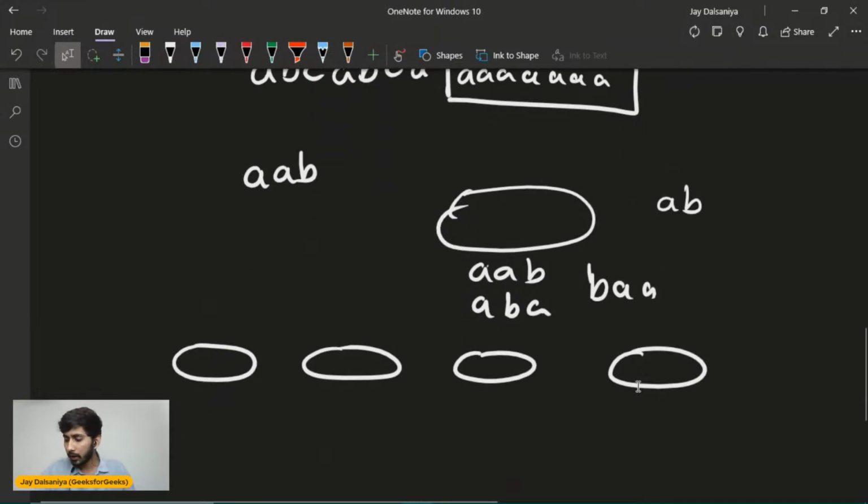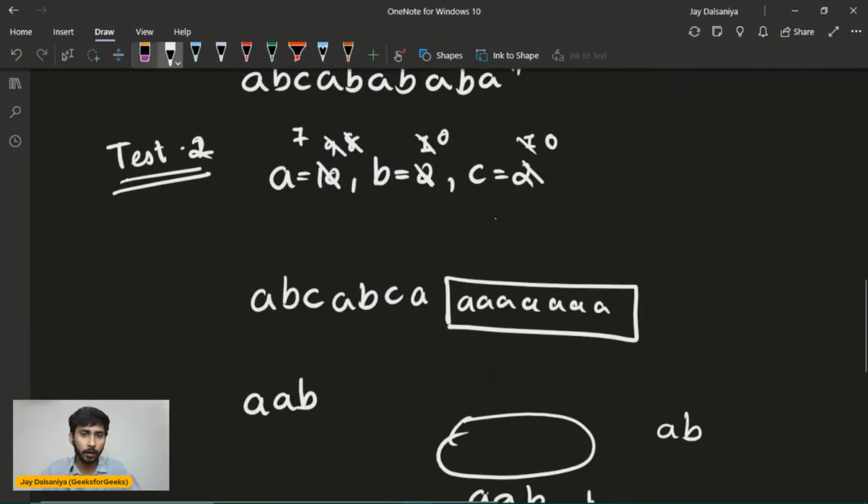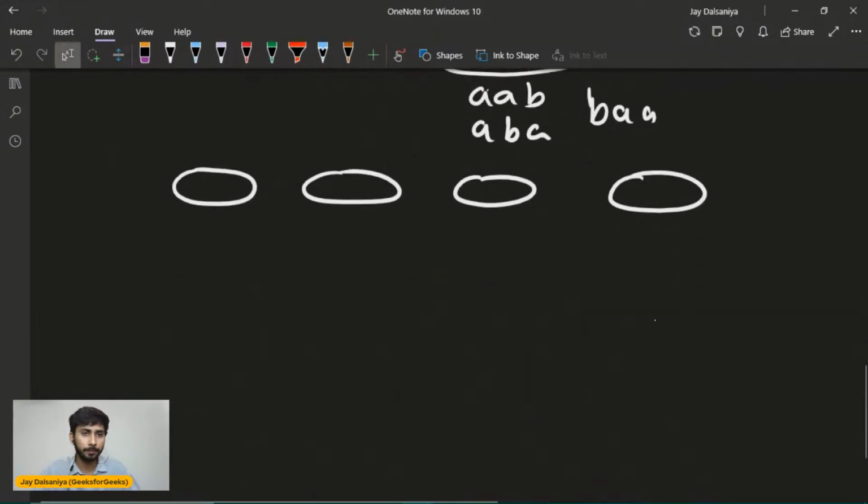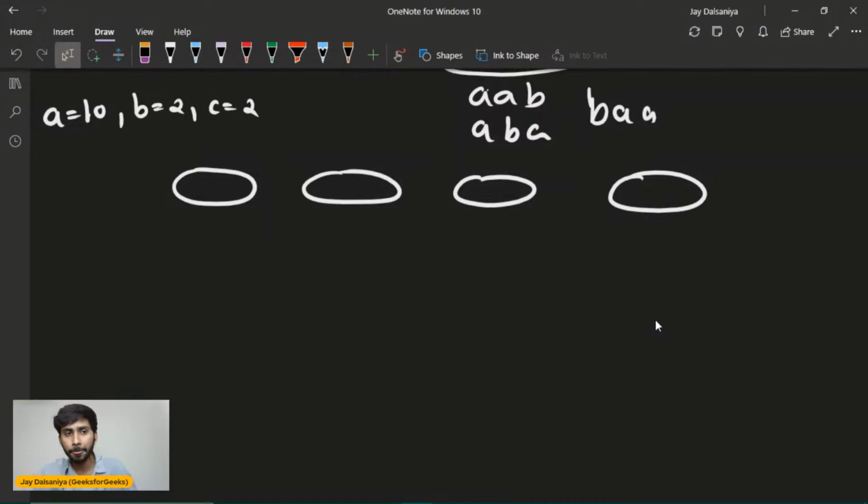So over here, what was the arrangement? The frequencies were 10, 2, and 2. Again writing it down, A is equal to 10, B is equal to 2, and C is equal to 2. This is the arrangement. So for this triplet, the highest frequency character can be placed over here. So I will try to place A twice, and I can either take B or C. Let's take B.